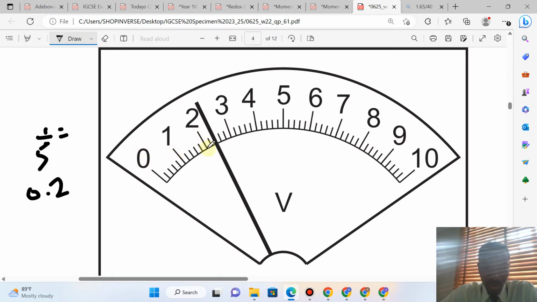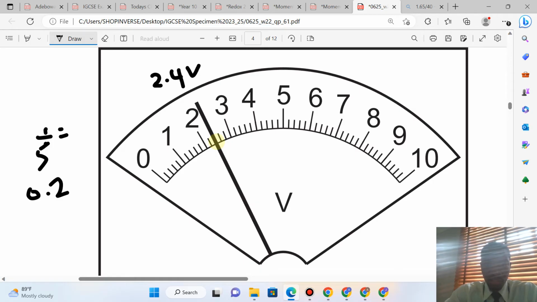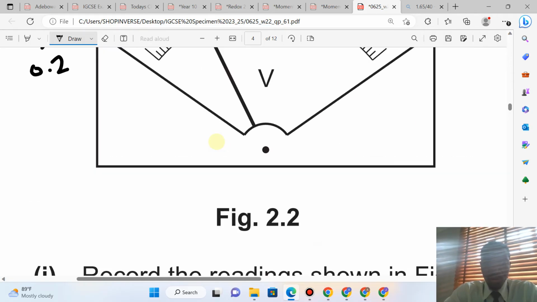So we start going through the smaller divisions. 2.2, okay, 2 plus 0.2 gives us 2.2. 2.2 plus another 0.2 gives us 2.4. So the reading here will be 2.4 volts. Okay, so that is what we are going to write down there, that the voltage is 2.4 volts.